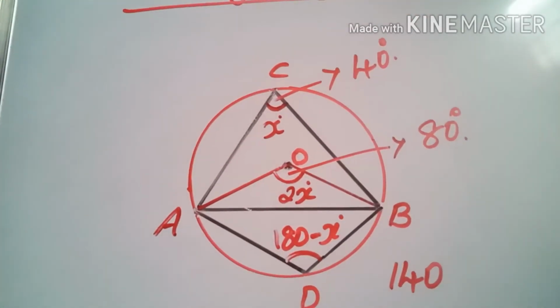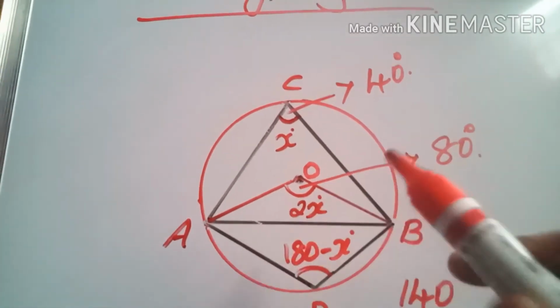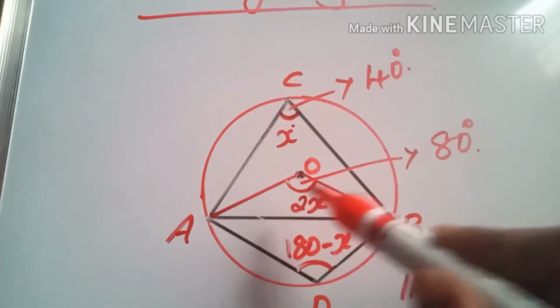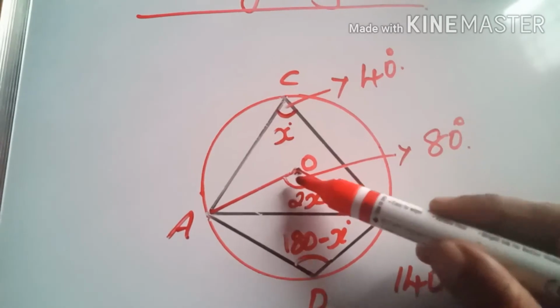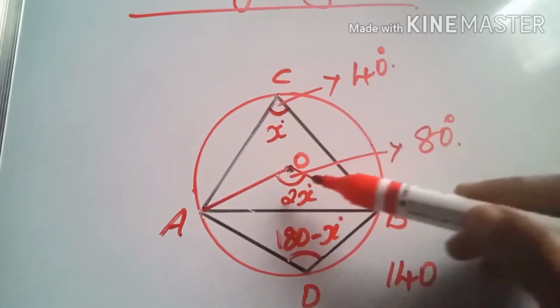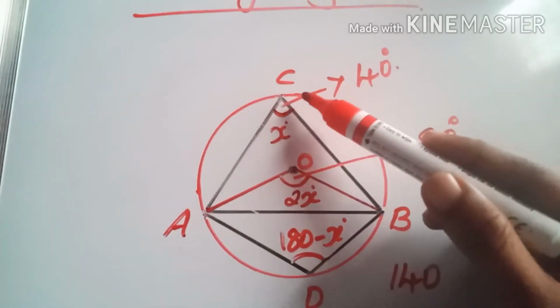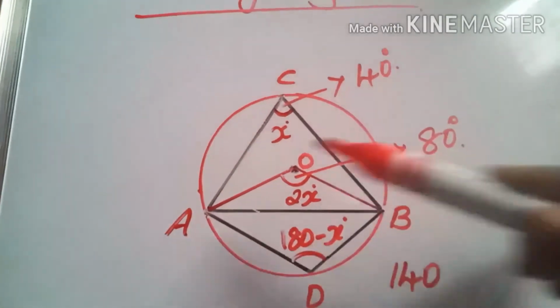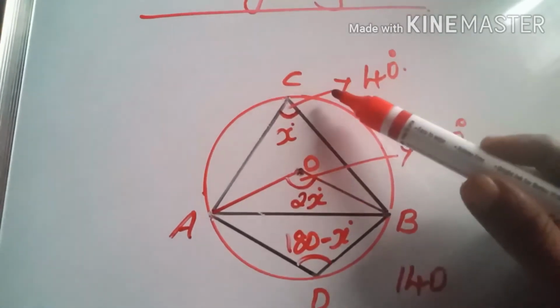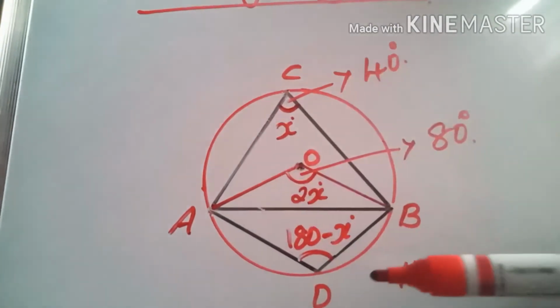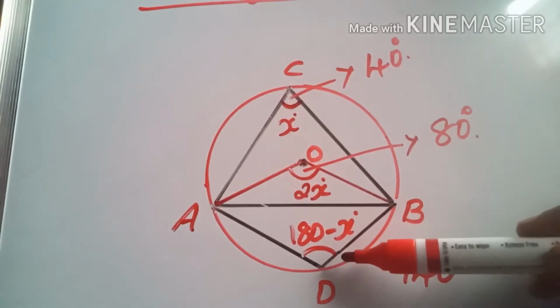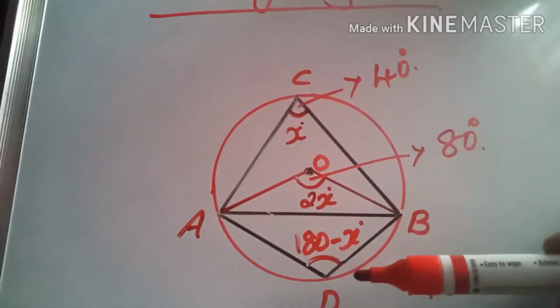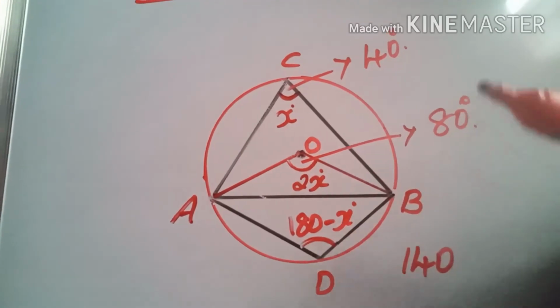Like that you can find. From the central angle also we can find. If the central angle is given, like 80, then how will we find the next one? 80 is here, so its half will be the alternate angle, that is 80 by 2, that is 40 here. If we get 40, then 180 minus 40, 140 will be here. Same way we can apply for the questions.